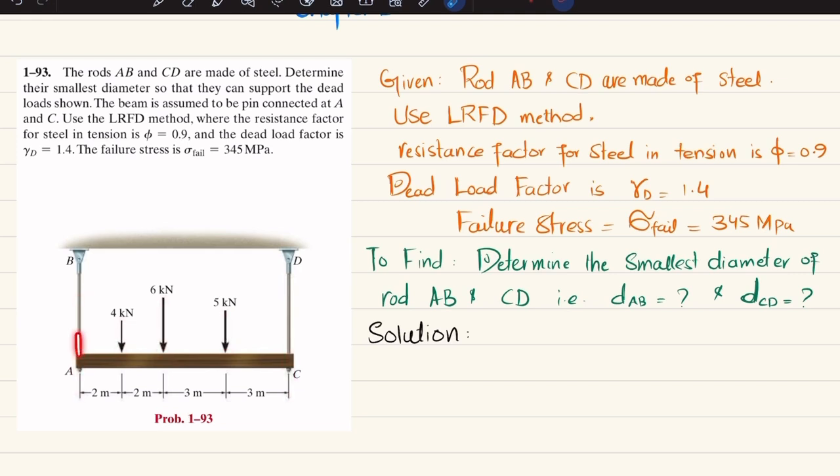As a result, this rod exerts a vertical force FAB on this beam and FCD on this beam. Clear? So we'll find this FAB and FCD by using equations of equilibrium. So it is better to draw a separate free body diagram for saving time. I am already drawing it over here.